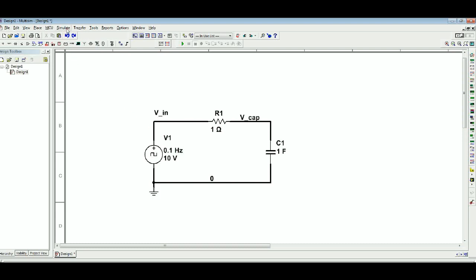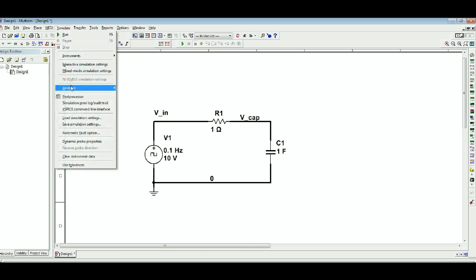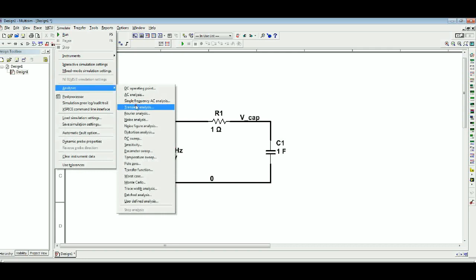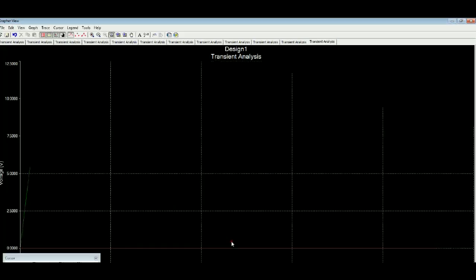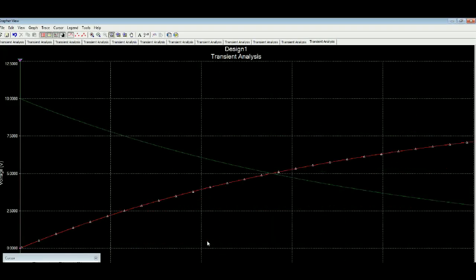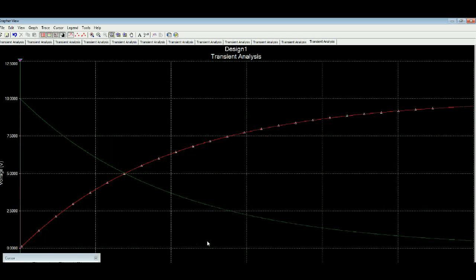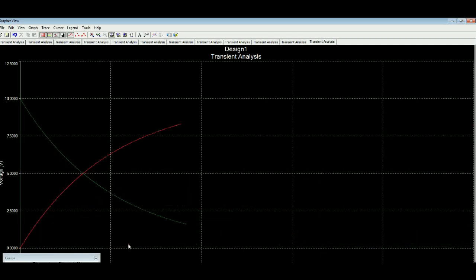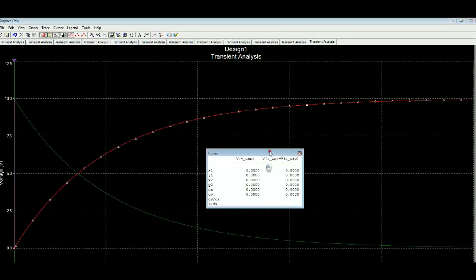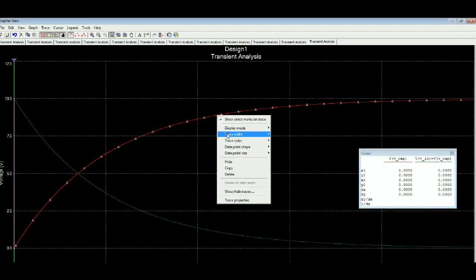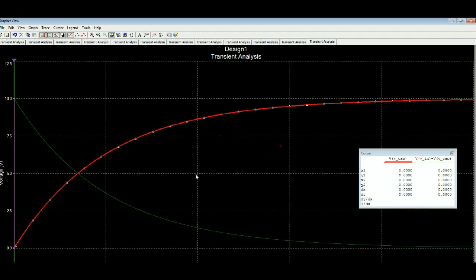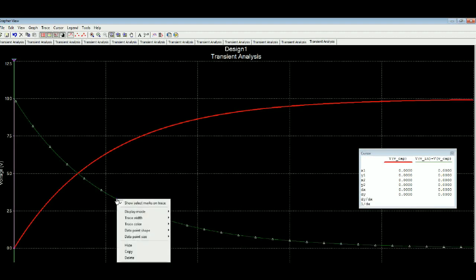So let us run the simulation here, and this is going to be time-based. End time is 5 seconds. And click on simulation, and it's doing the calculations here. Okay, let me make the traces a little easier to see here by increasing the width.